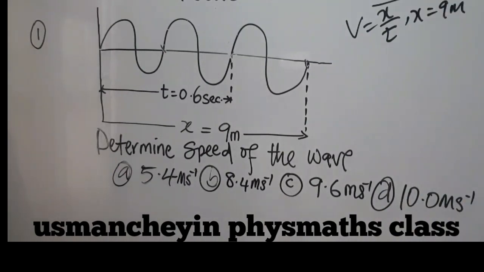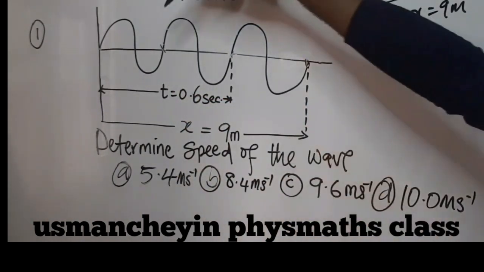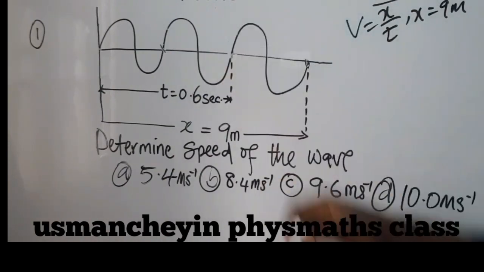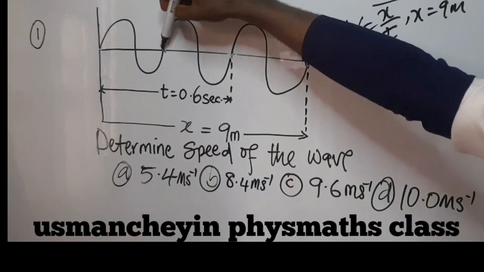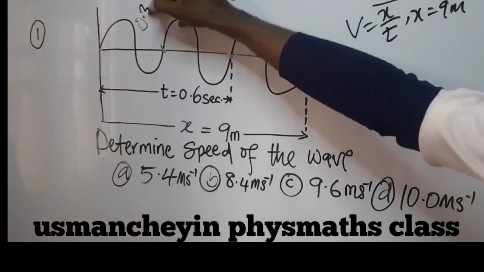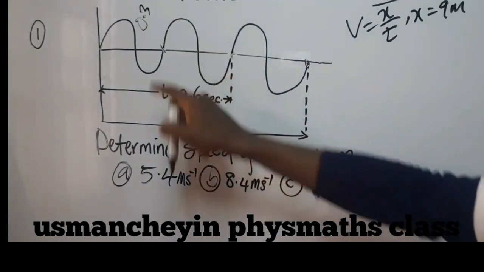Our x is equal to 9 meters, but the time t, which is 0.6, is not for a complete 3 wavelengths. On this very diagram, we have 1 wavelength, 2 wavelengths, 3 wavelengths, but the time 0.6 is only for 2 wavelengths. So we need to find out the time for the 3 wavelengths. So for us to get the time for the first wavelength is 0.3. How? 0.6 divided by 2, because this is for 2 wavelengths.